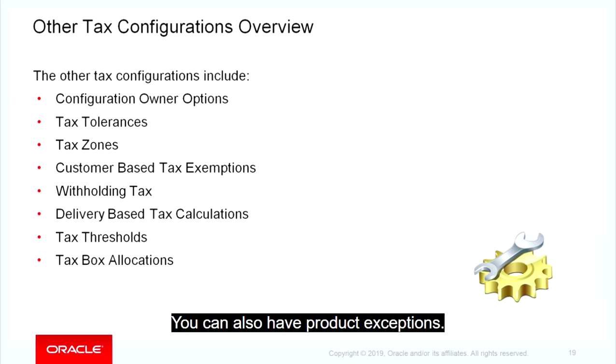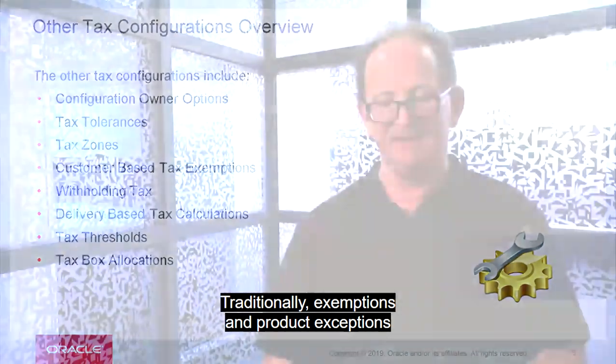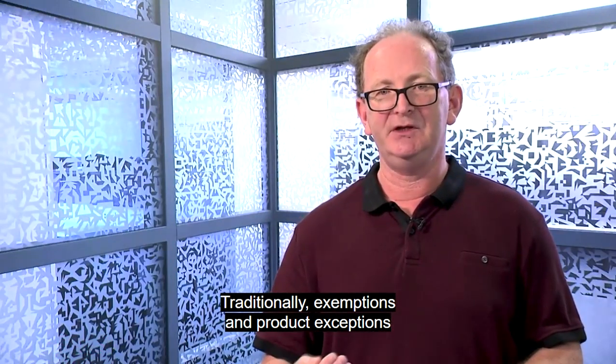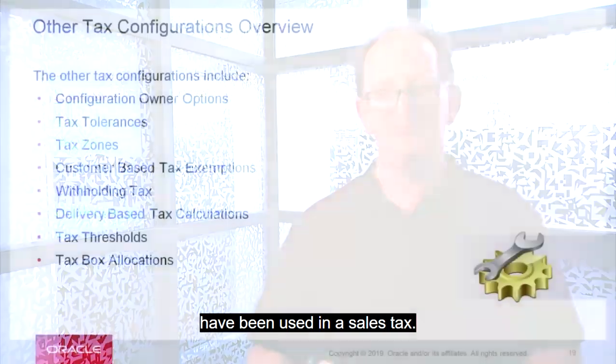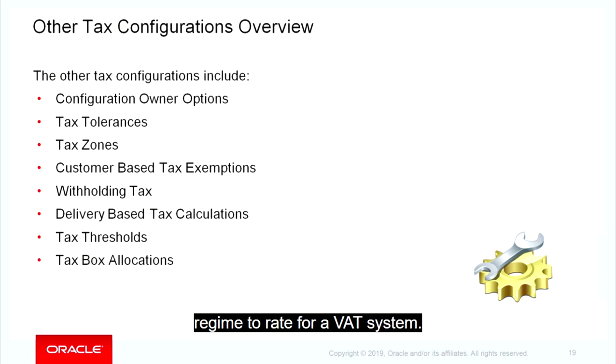You can also have product exceptions, and they could be incorporated both in a sales tax and a VAT. Traditionally, exemptions and product exceptions have been used in a sales tax, but there's no reason why you can't introduce those into a simplified regime to rate if you're configuring a simplified regime to rate for a VAT system.